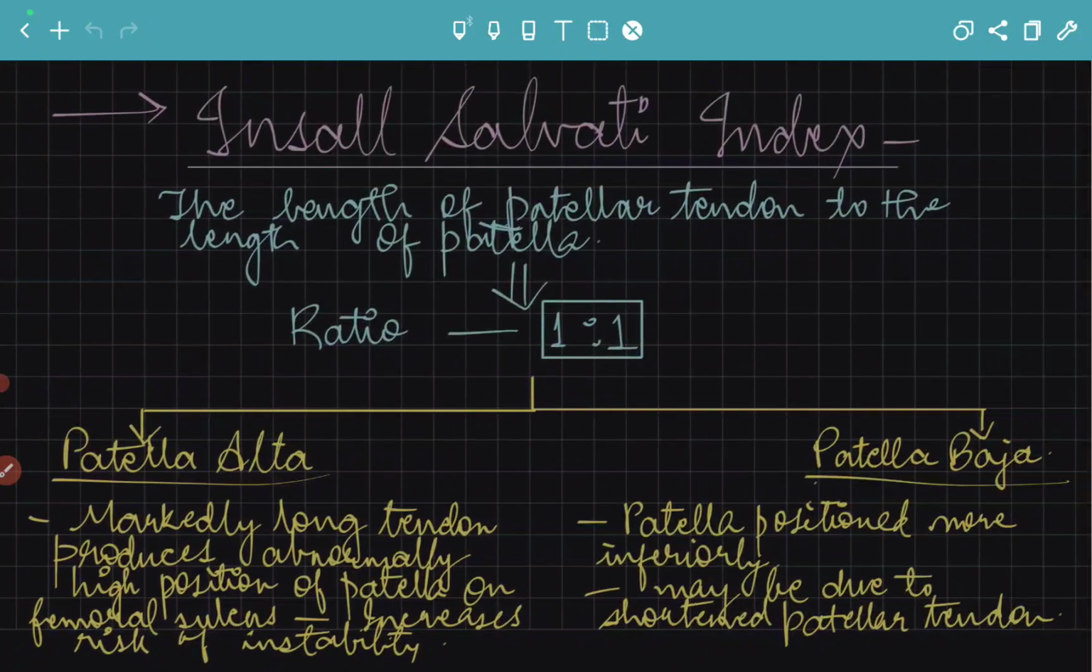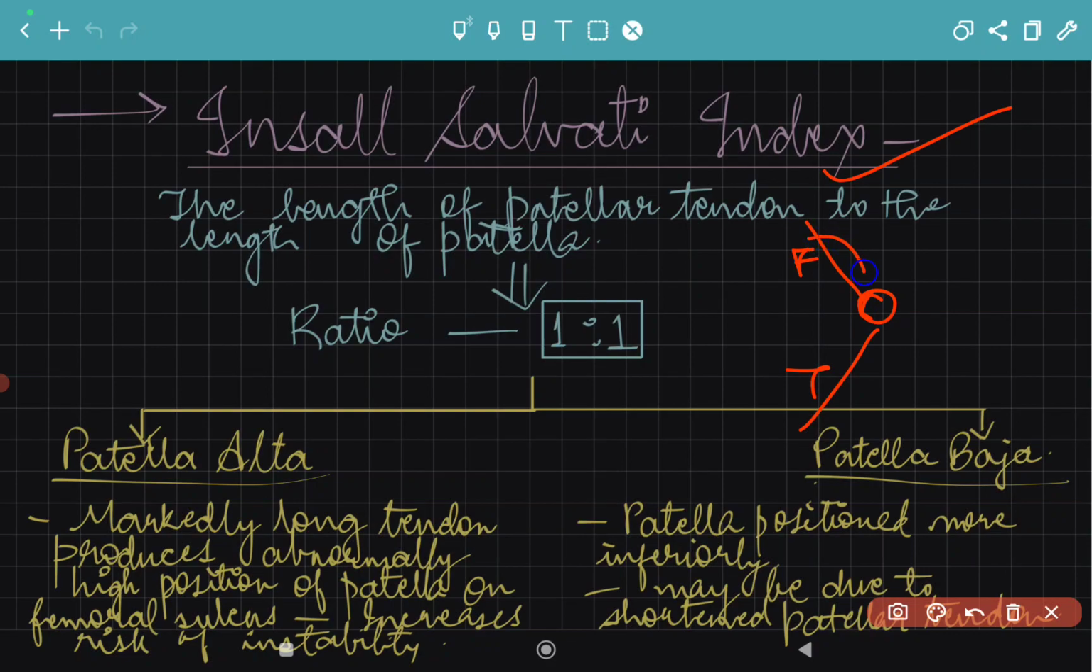Now let's have a look at what this Insall-Salvati index is. It is a ratio of the length of the patellar tendon to the length of the patella. Suppose this is the femur, this is the patella, and this is the tibia. There is the quadriceps muscle with its tendon inserting onto the patella. Then there is the patella and the patellar tendon inserting onto the tibial tuberosity. So this is the pathway.